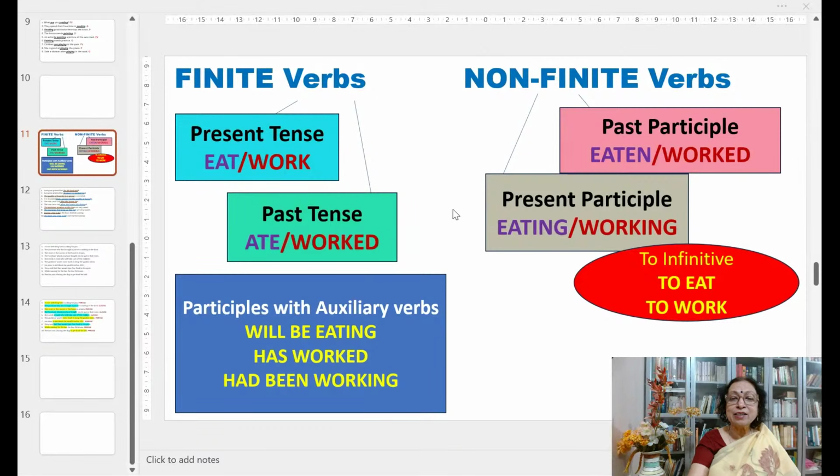So how did we get them? We got them only by adding helping verbs. Alone, these fellows cannot do anything. Eaten cannot come alone. It has to come using a helping verb, an auxiliary verb. There are separate videos on auxiliary verbs.